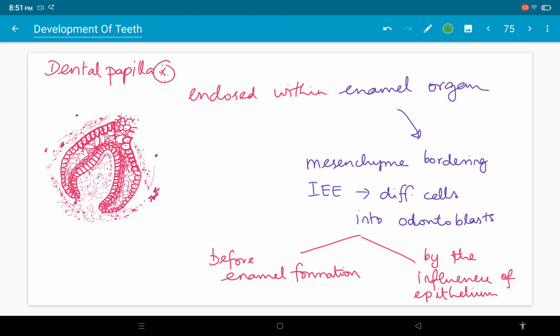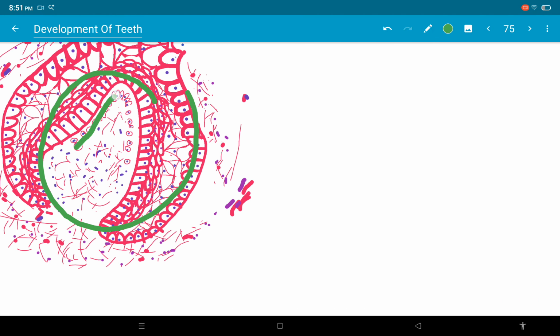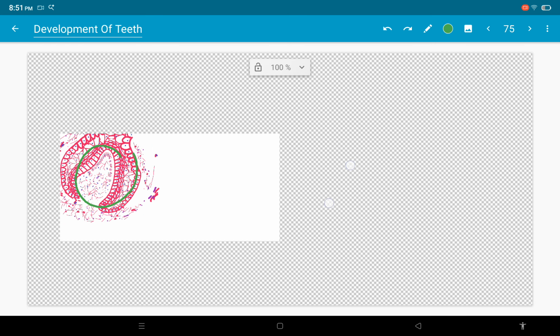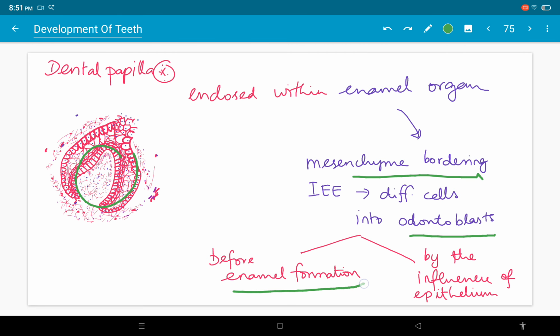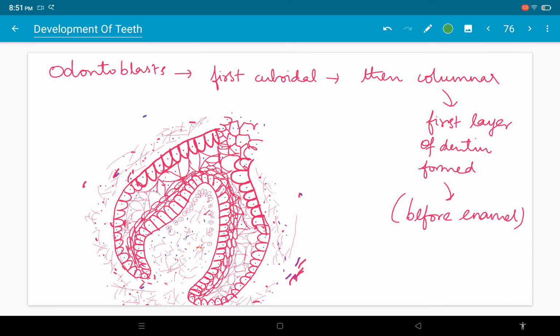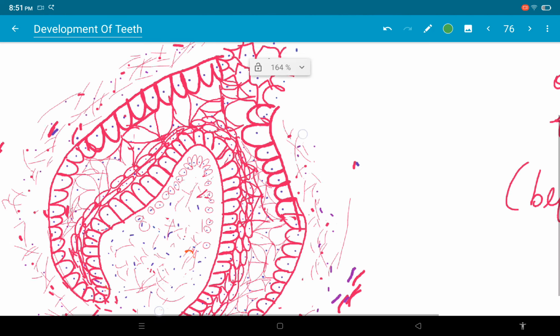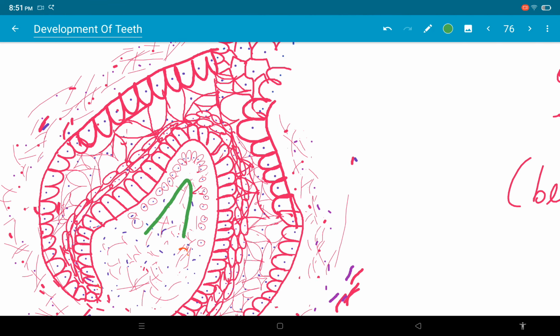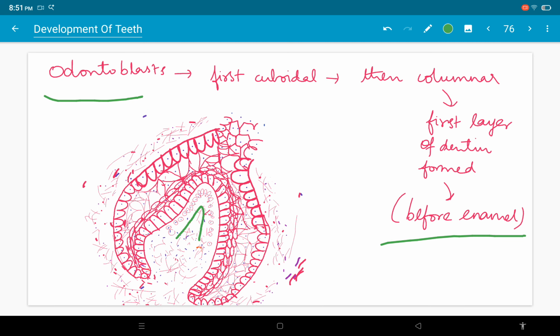Dental papilla, which is enclosed within the enamel organ, here is what changes in the Bell stage. Mesenchyme bordering the inner enamel epithelium differentiates into odontoblasts. We saw already, right? This lining of cells is the future odontoblast. This happens before enamel formation, and by the influence of the epithelium, because the first layer to form is dentin. Odontoblasts were first cuboidal, then columnar. First a layer of dentin is formed before enamel.